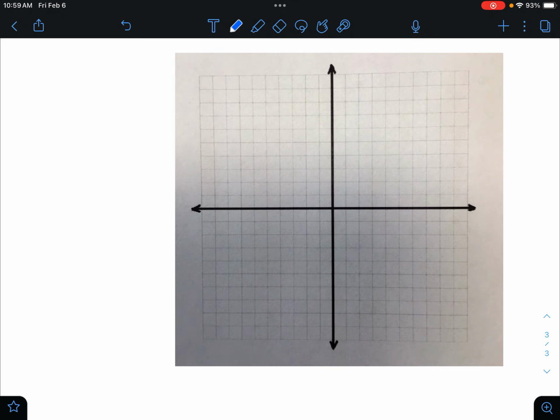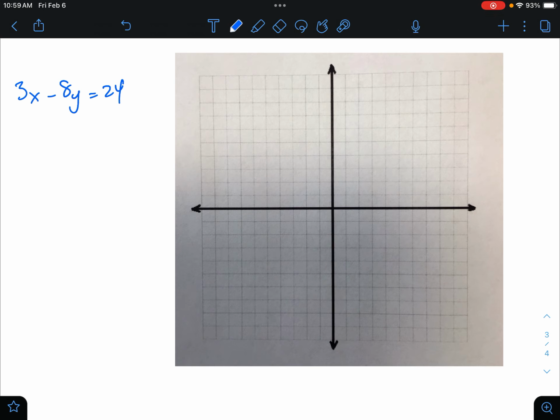Now let me give you one that's a bit more challenging. So this will be the last one of the video. So let's say I've got this: 3x minus 8y equals 24. So this one right here, it's not in y equals mx plus b format. It has to be the y by itself, and it has to be y equals mx plus b.